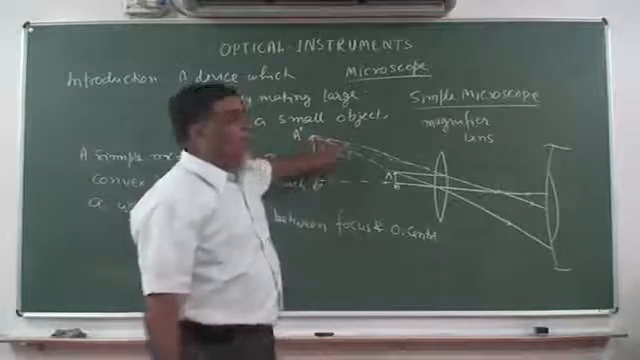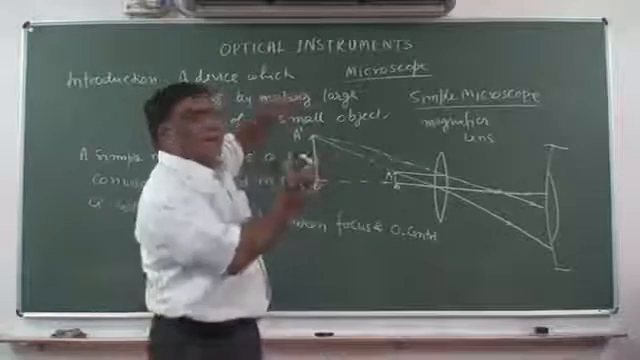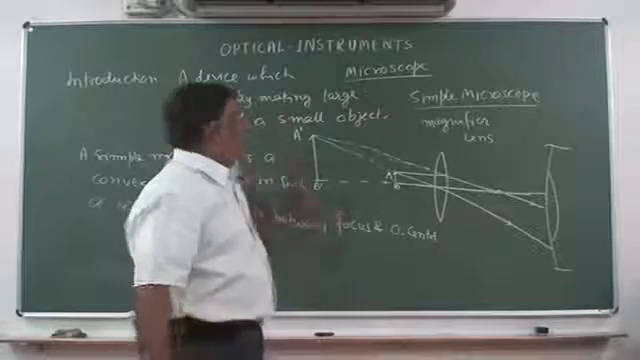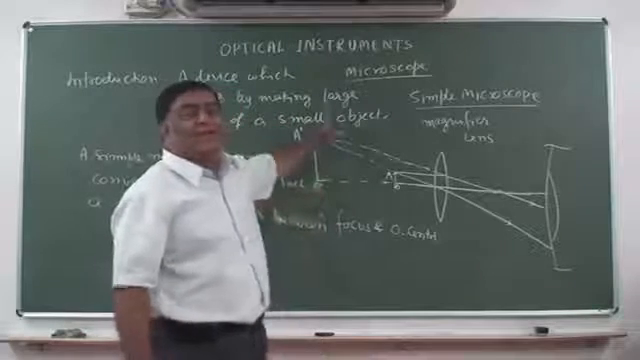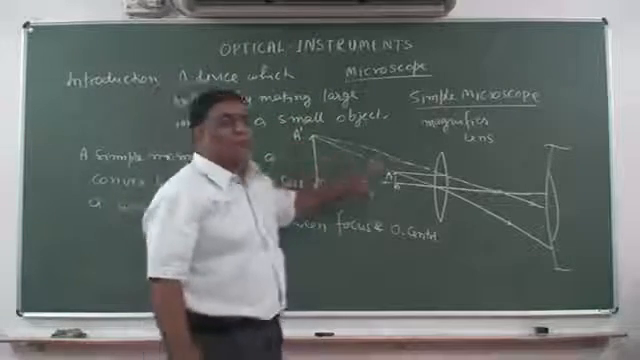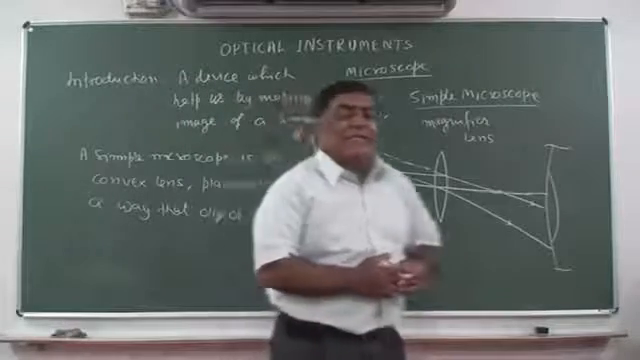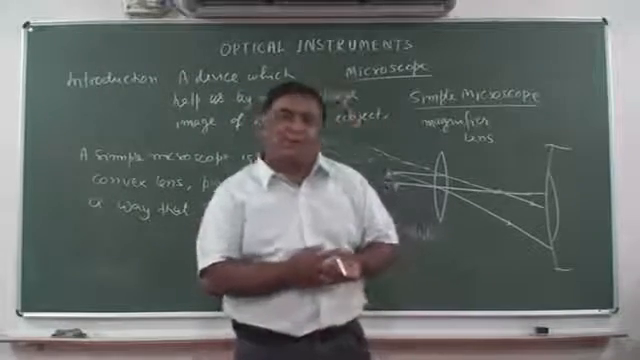How is the image formed? The image formed is erect, it is large, maybe it is virtual, but we are able to see erect and large. So this is simple microscope. Now, are there any calculation we have to do in simple microscope?